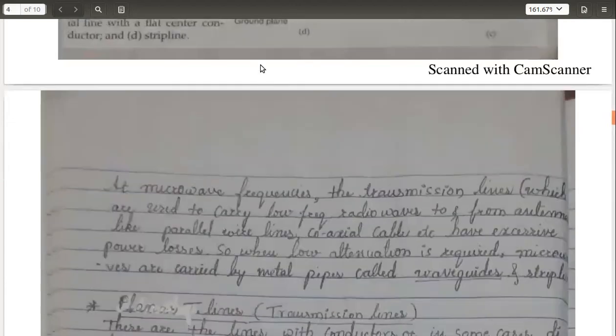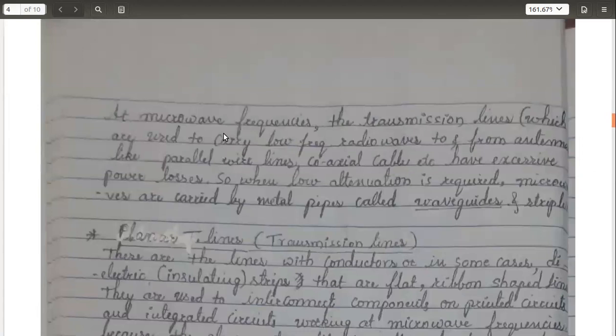At microwave frequencies, the transmission lines that are used to carry the low frequency radio waves to and from the antennas, like parallel wire lines and coaxial cables, have excessive power losses. We have already studied how the transmission line concept evolved from network theory with small circuits at low frequencies. Then we derived for higher frequencies, and for microwave frequencies we have adapted. So that is what I have listed here.